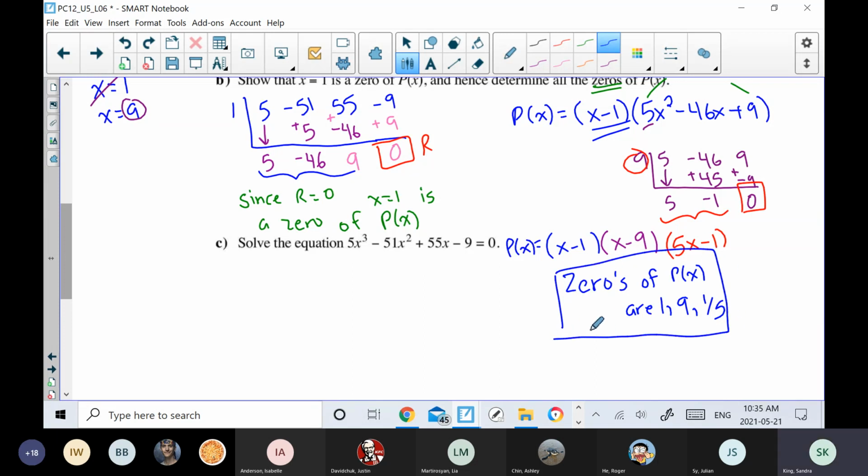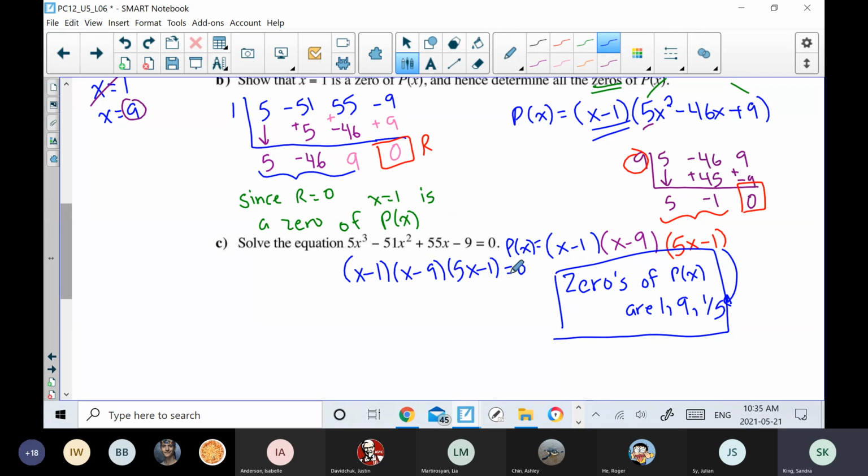Okay, so again, when you have a leading coefficient other than a 1, you're going to have at least one of your binomials will be in the form of ax minus b, and that will always give you a rational 0. C says solve this equation. So solving this equation is just factoring again, right? So what you would do is for this one, if they wanted the equation solved, I'm going to let this equal to 0. So x minus 1, x minus 9, and 5x minus 1. That is equal to 0.